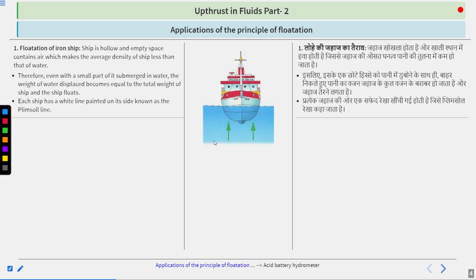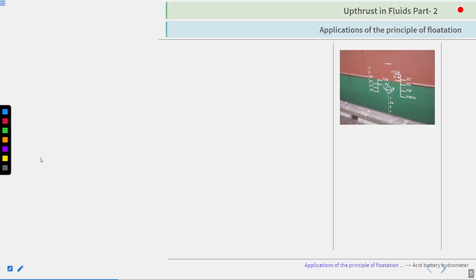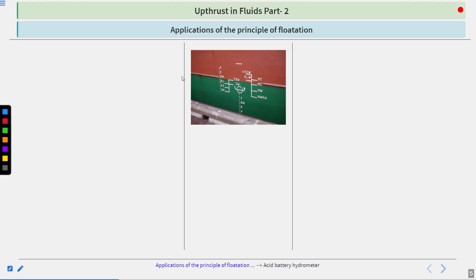A ship has a white line painted on its side that is known as the Plimsoll line. So what is the Plimsoll line? We have to understand it, then only will we be able to find out why it is there. If you have ever seen a ship, you have seen these things. These are the lines that are always painted on the side of the ship. These are known as the Plimsoll line.